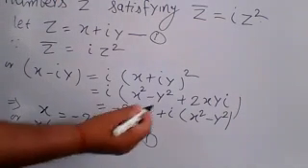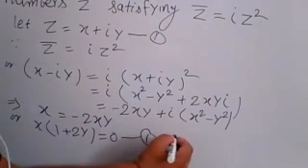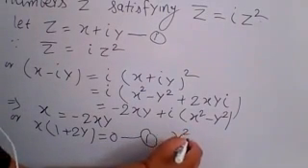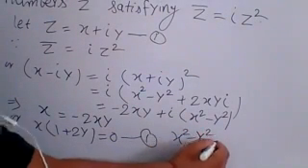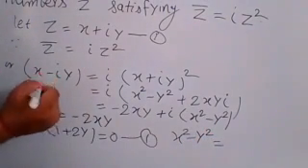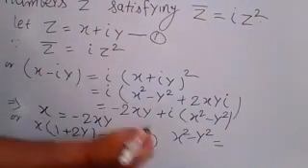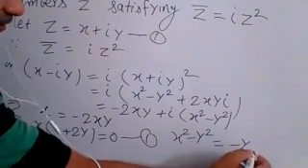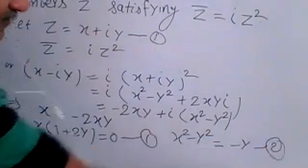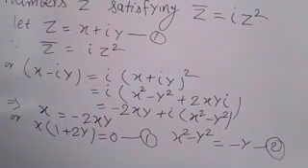And for the second one, you have x square minus y square is equal to minus y. That is your second equation. So in this way, you have two equations.